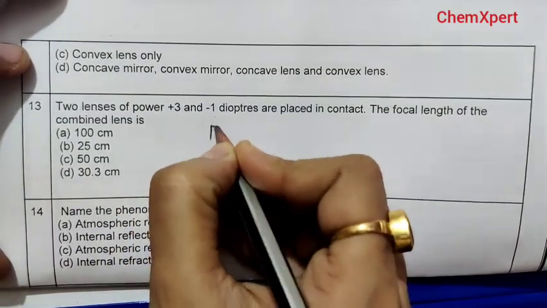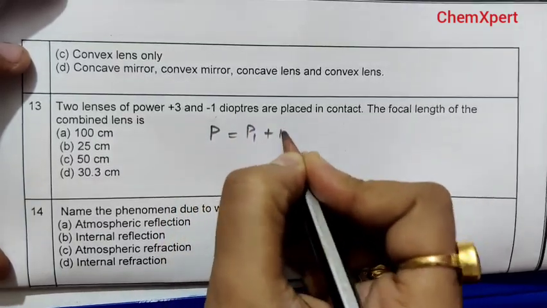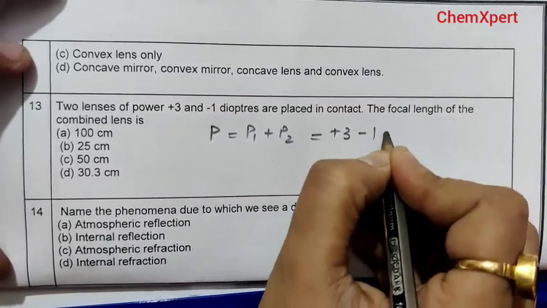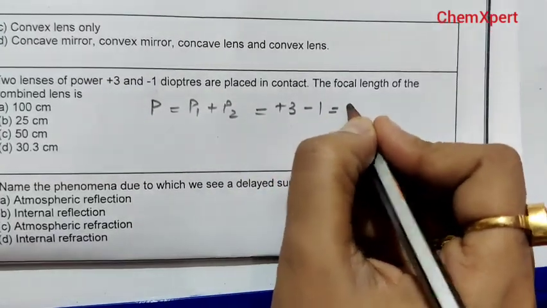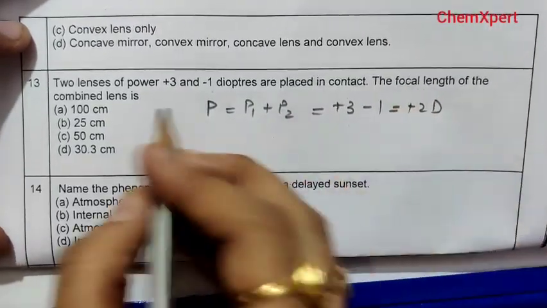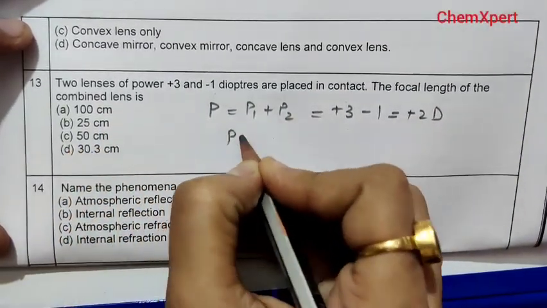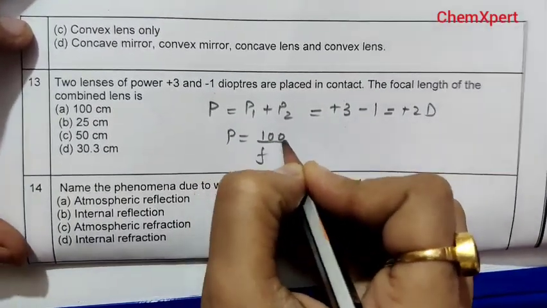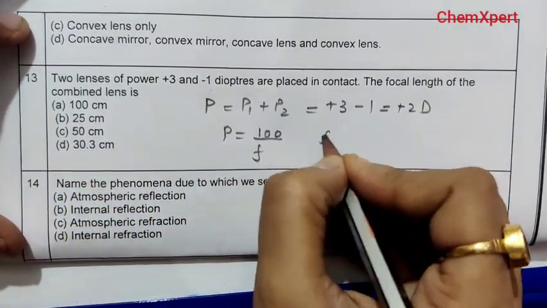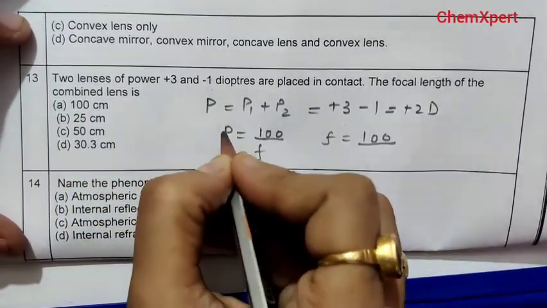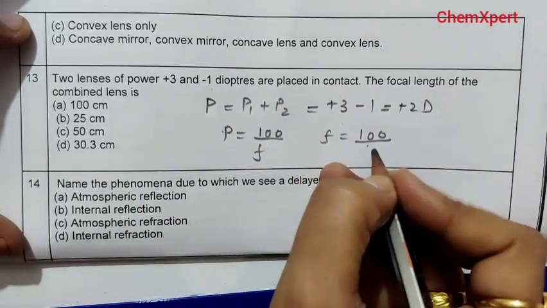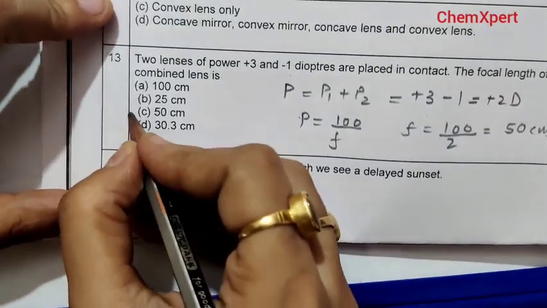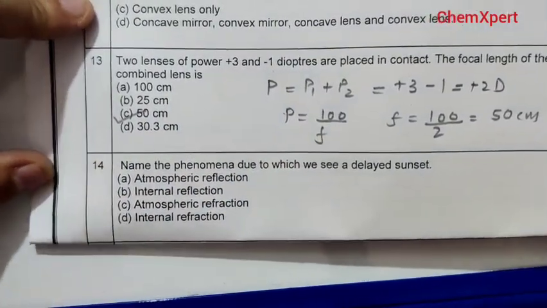Now the next question here is, two lenses of power +3 and -1 diopter are placed in contact. So the total power will become P1 plus P2 here. So P1 here is +3, P2 here is -1. So overall power will become +2 diopter. Now the focal length of the combined lens: we know that power is inversely proportional to the focal length, and if we take centimeters, then P is 100 upon focal length. So focal length will become 100 upon P. So instead of P we place 2 here, so we get 50 centimeter as the answer. That is option C here is the correct answer.